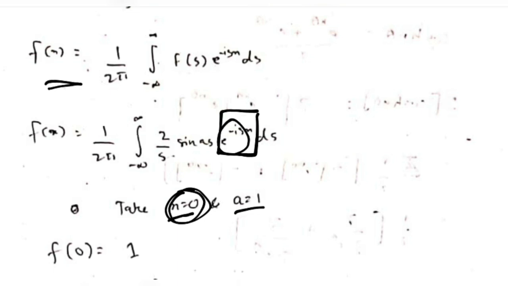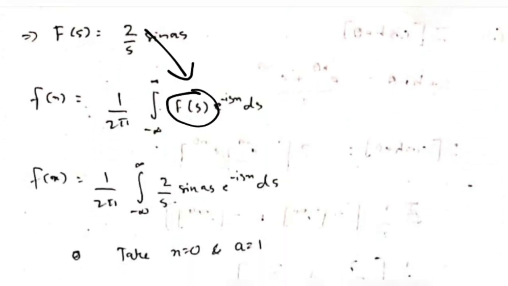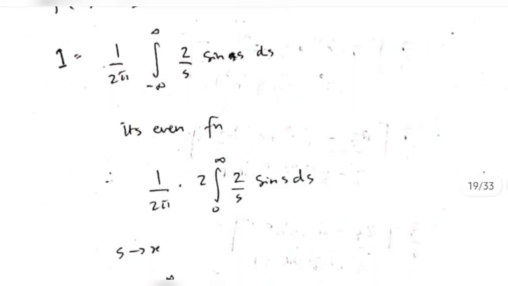This is the standard formula of the inverse Fourier transform, and in the place of F(s), which we got here, this is the Fourier transform which we got, 2/s sin as, we will be substituting 2/s sin as. Then after taking x as 0 and a as 1, we will be getting the term which we had been asked in the question, which is 2/s sin s ds. It's an even function because sin s is an odd function and s is also an odd function. So odd by odd is an even function.